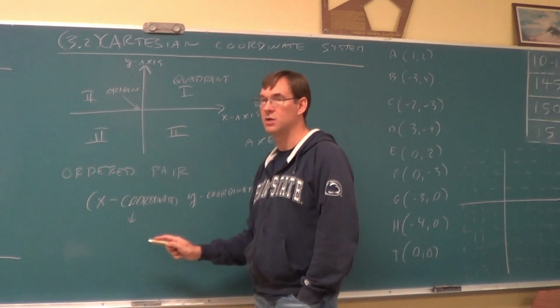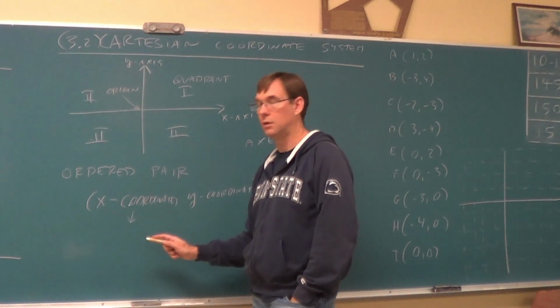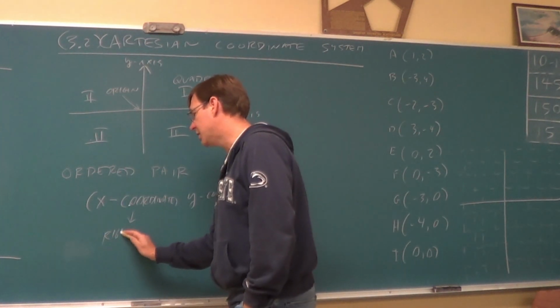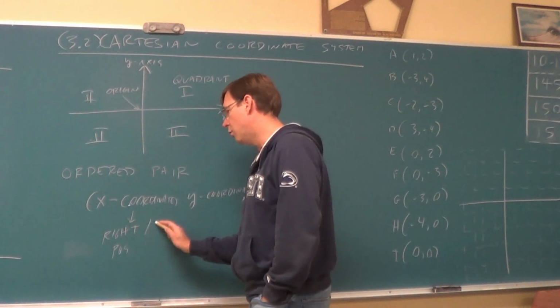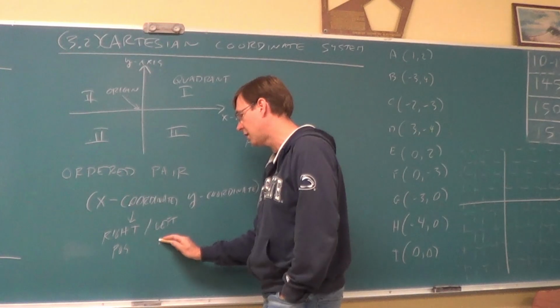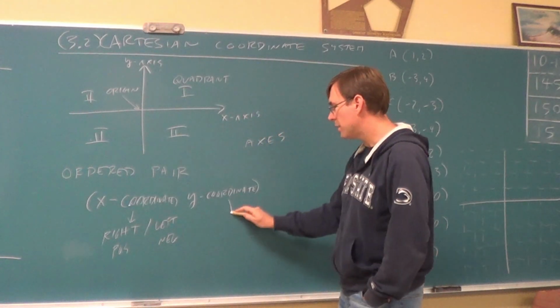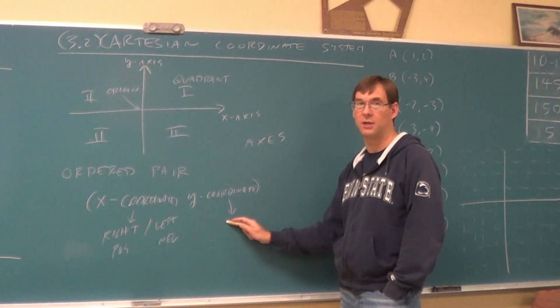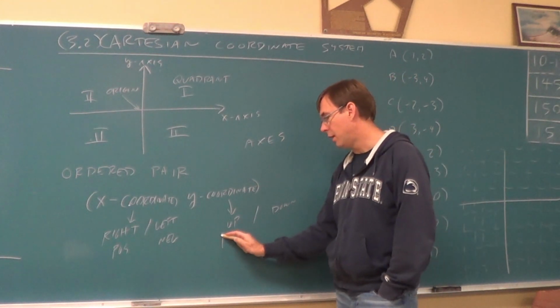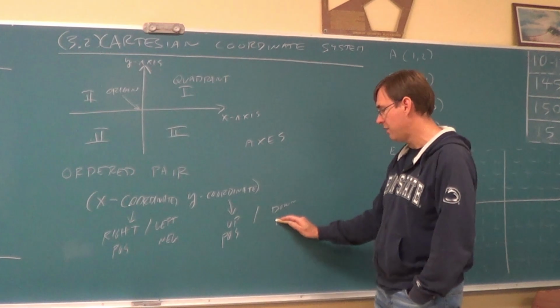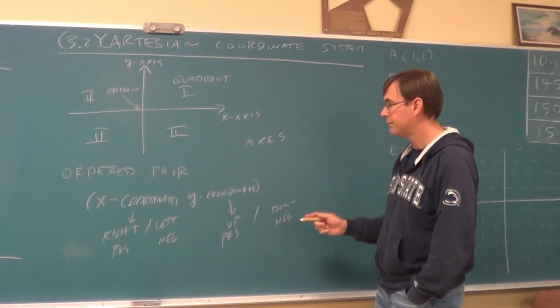Where does that first number send you? Right or left? That sends you right if the number is positive, or left, obviously, if it's negative. Where does the Y coordinate then go? Up or down? Up would be for positives, down would be for negatives.